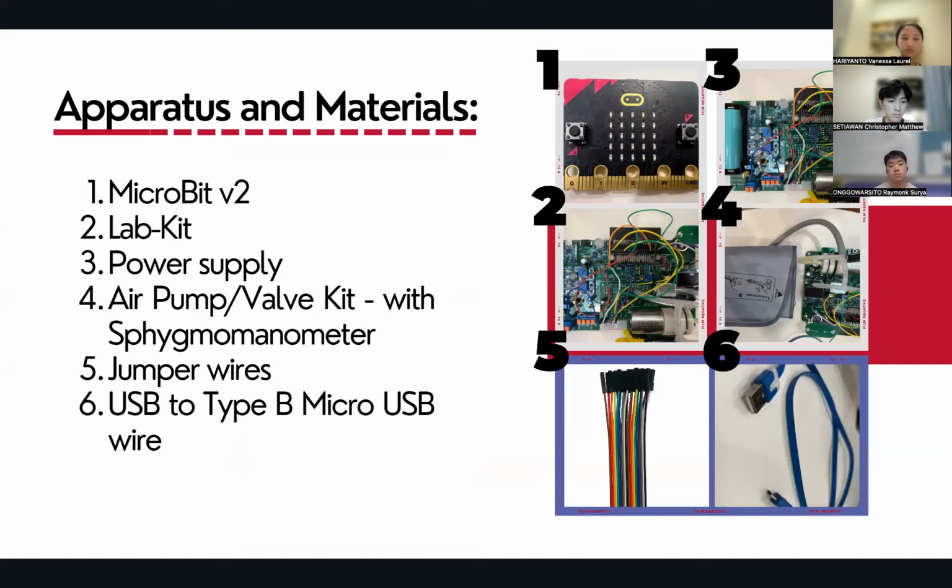Next. The apparatus and materials that we used are micro:bit version 2, lab kit, power supply, air pump or valve kit connected with a sphygmomanometer, jumper wires, and USB Type-B.